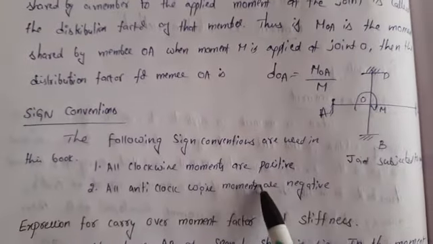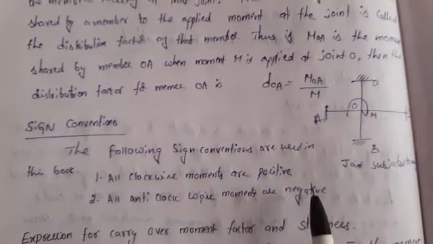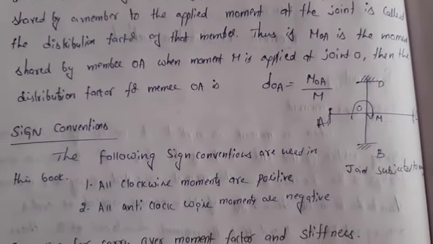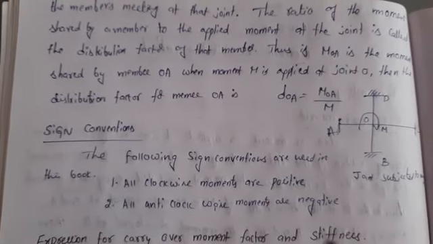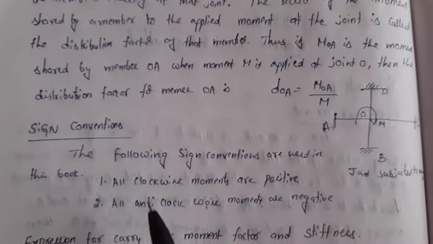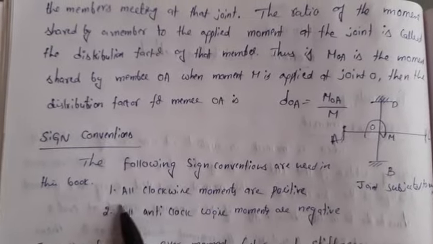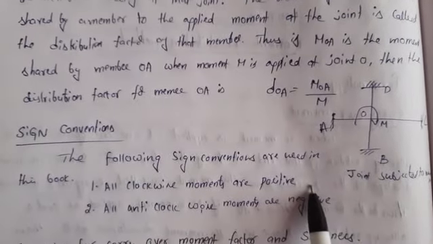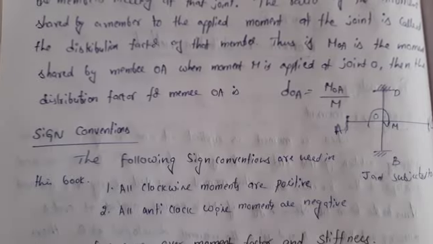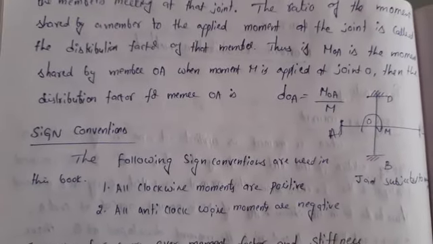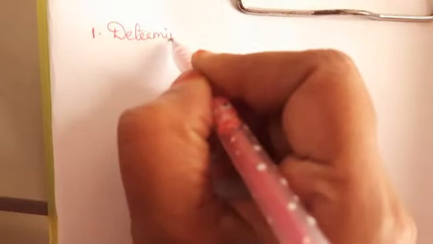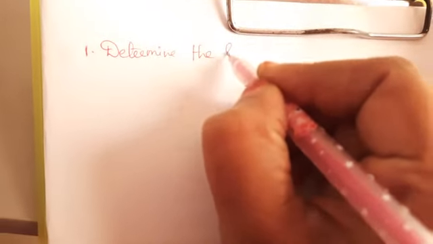Once we go through the problem, we can easily understand where to apply the carry over factor, what is meant by stiffness, and how we solve each and every part. Regarding the sign convention, all clockwise directions we take as positive and anti-clockwise as negative. Now we will see one problem so we can easily understand. Okay, now we will solve the problem. Observe the problem. Determine the final moments.